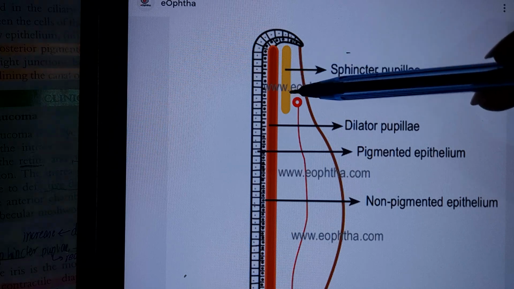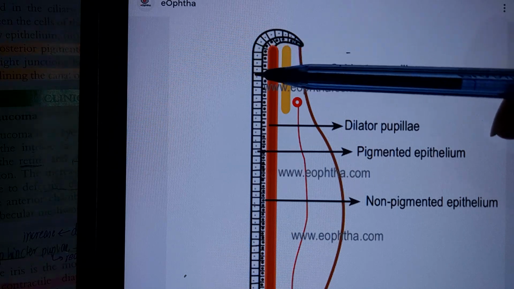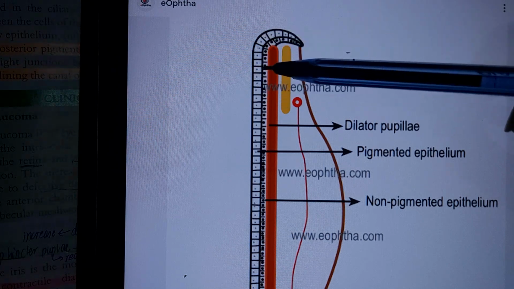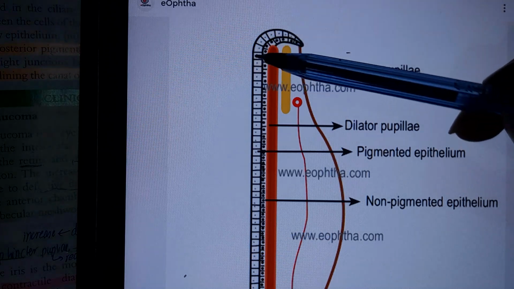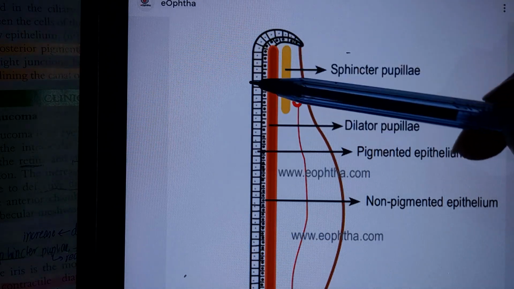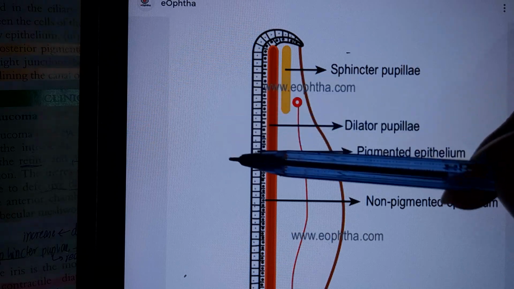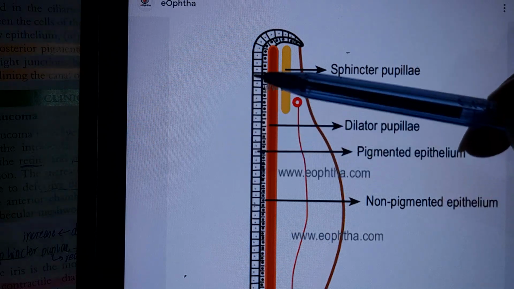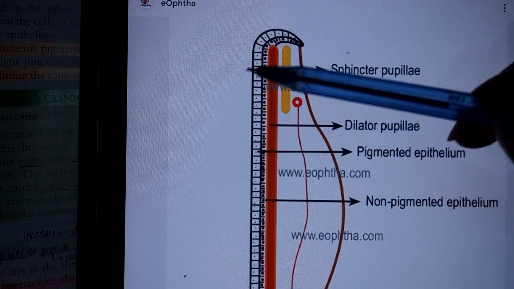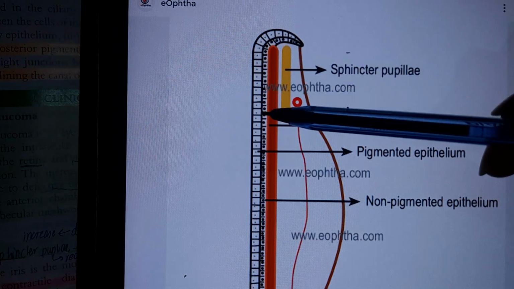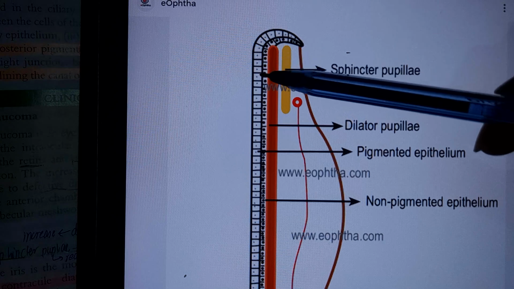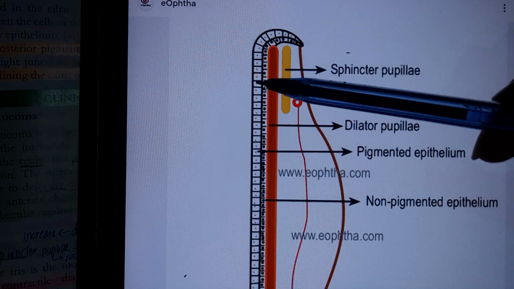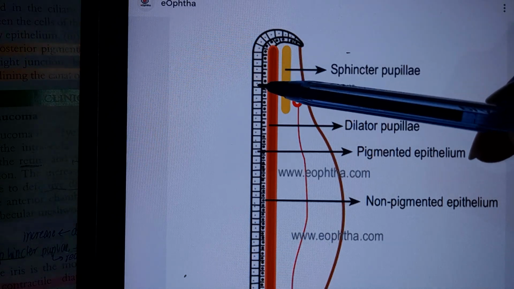Then we talked about the stroma. Now we are going to talk about the posterior layer, which is further divided into anterior and posterior epithelial layers. The most posterior layer, which is towards the posterior chamber side of the aqueous humor, is the pigmented epithelium, and this pigmented epithelium has large cells, and these large cells are richly supplied with melanocytes or melanin pigments.